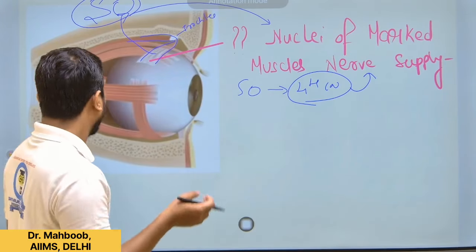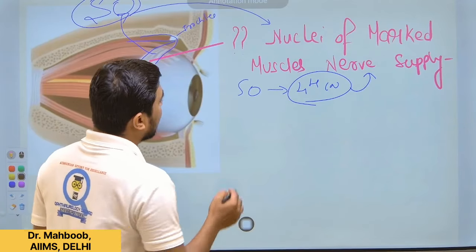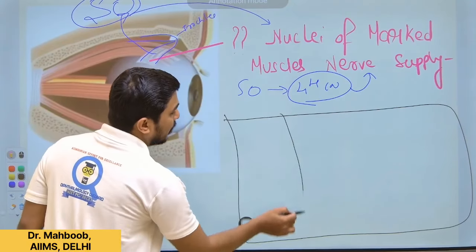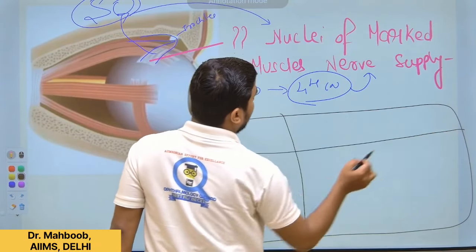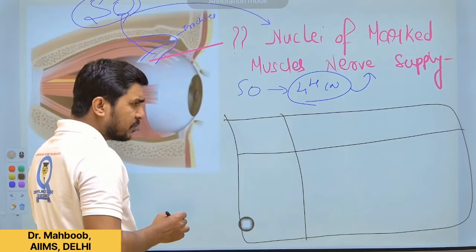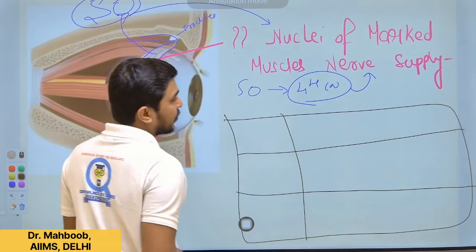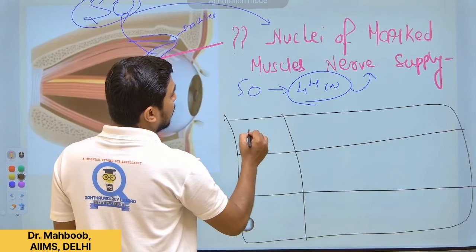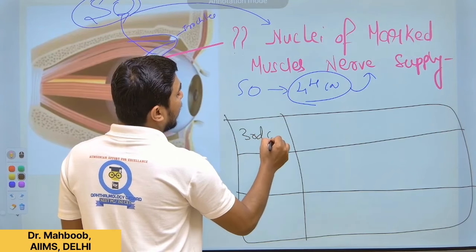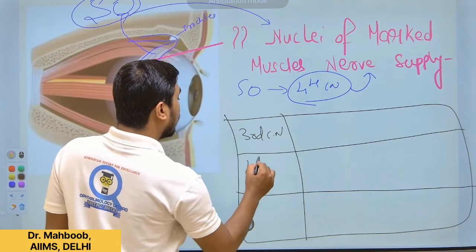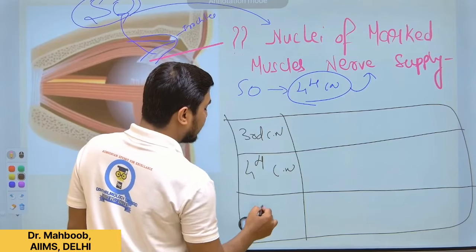So let's talk about all of them, not only the fourth. Why would we talk about only four? We will talk about all three: the third cranial nerve, the fourth cranial nerve and the sixth cranial nerve.